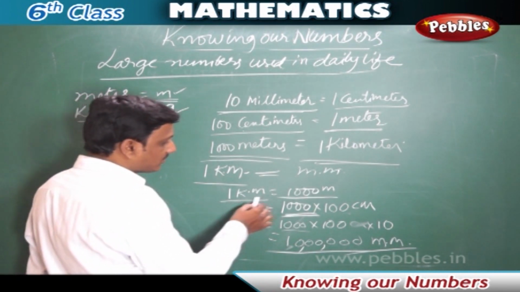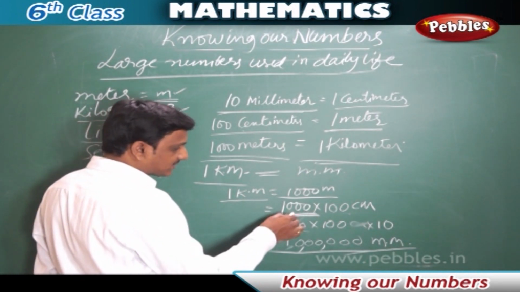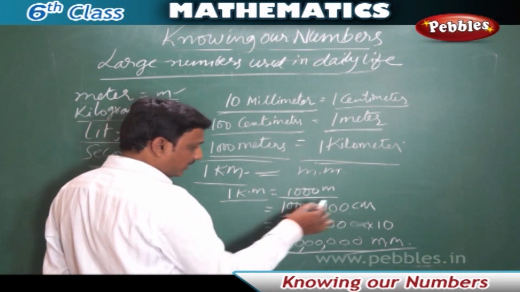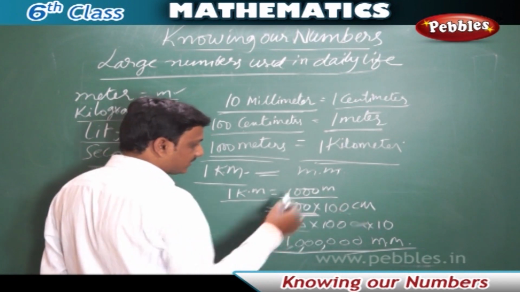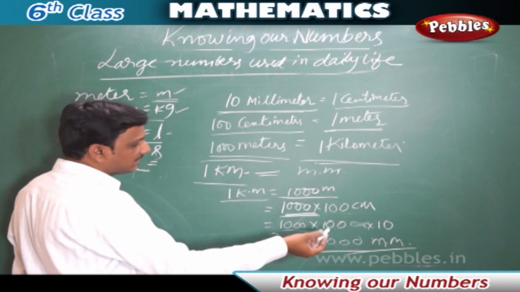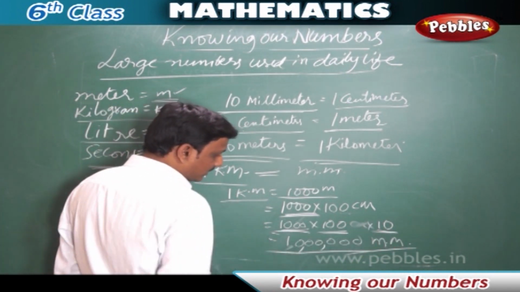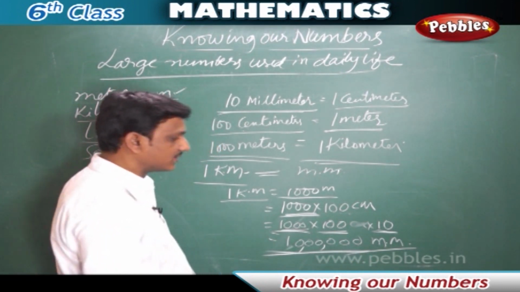Here 1 kilometer is equal to 1000 meters. If we want to express 1000 meters in centimeters, it is 1000 into 100, then we will get the value in centimeters. If we want to express the value in millimeters, then 1000 into 100 into 10. So it is 10 lakh millimeters.